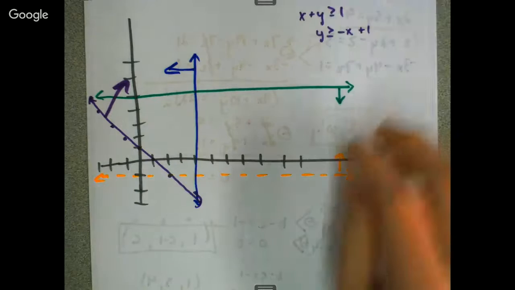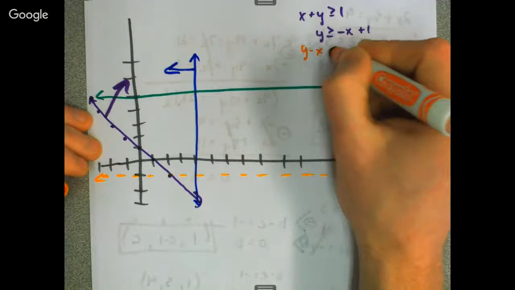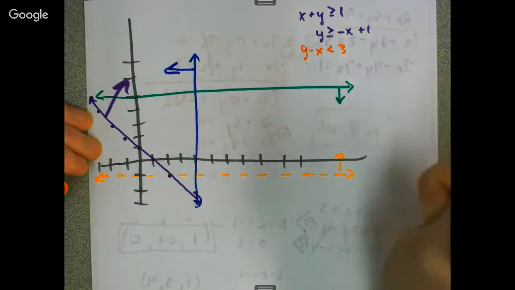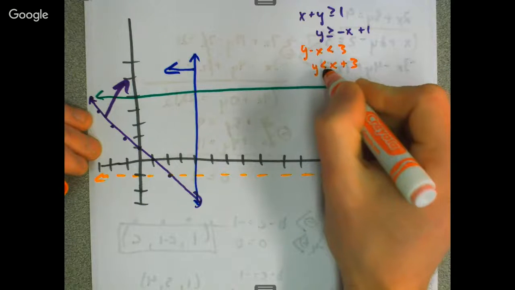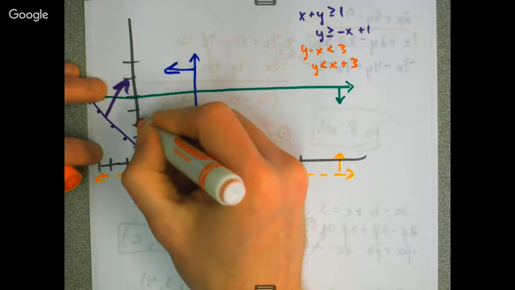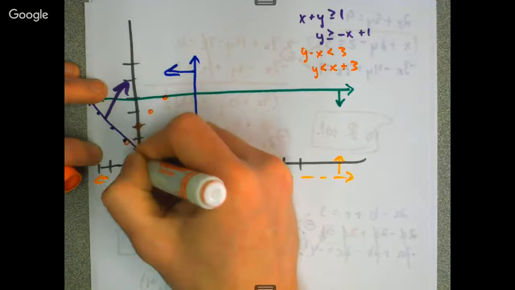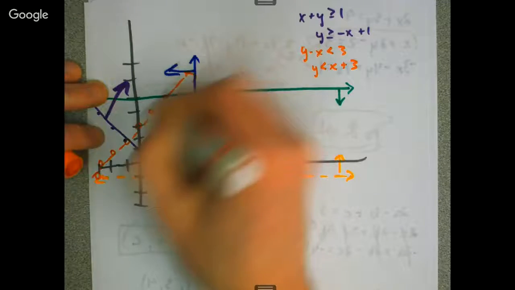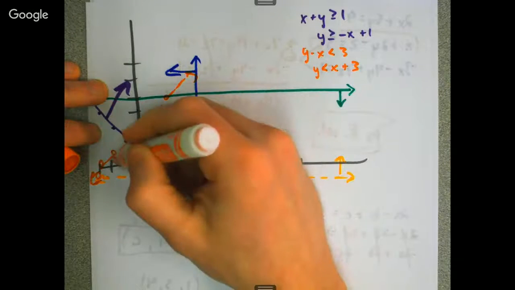And our last line here is y minus x less than 3. Okay, so we'll say y is less than x plus 3. It's a dotted line, so we want to make sure we're using open circles. And we have a positive slope, up 1, right 1. Or down 1, left 1. Dotted line. And y is less than my line, so we're going to shade this direction.